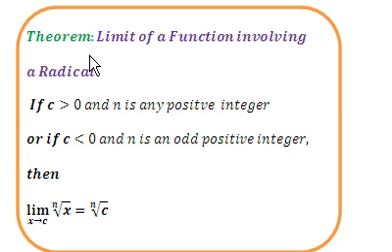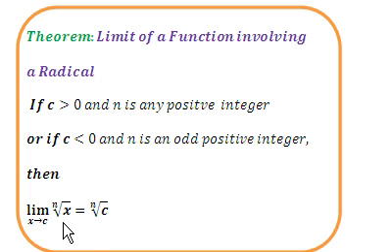Here we're going to be taking a look at a theorem and then an example. We have the limit of a function involving a radical. If c is greater than 0 and n is any positive integer, or if c is less than 0 and n is an odd positive integer, then we can say that the limit of the nth root of x as x approaches c is equal to the nth root of c.